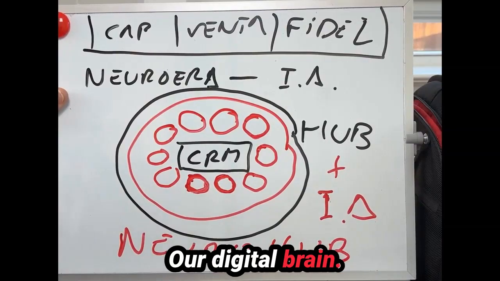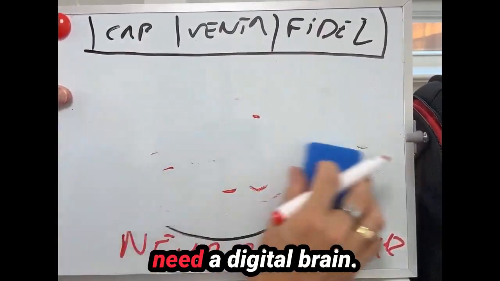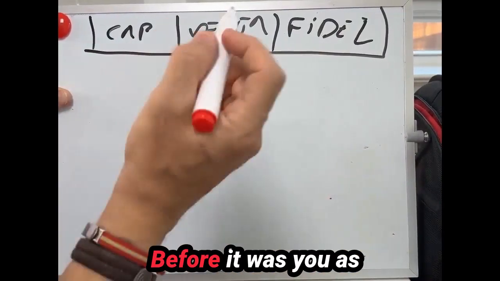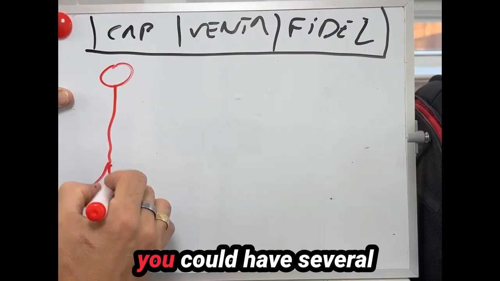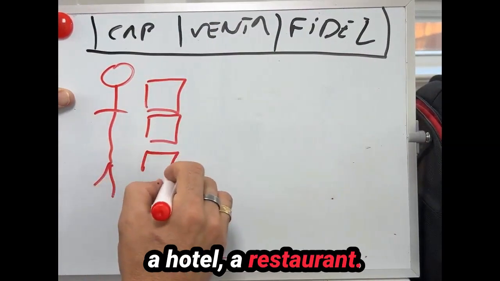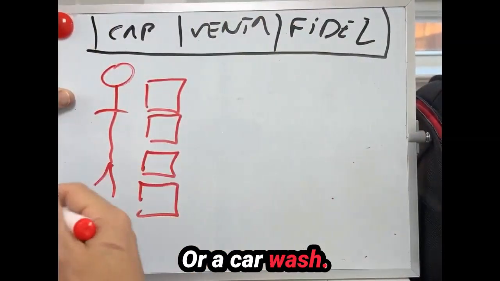Our digital brain, now that we understand we are in the neuro era, where every company would need a digital brain, let's understand how a company behaves. Before, it was you as an entrepreneur, and you could have several businesses. A travel agency, a hotel, a restaurant, or a car wash.